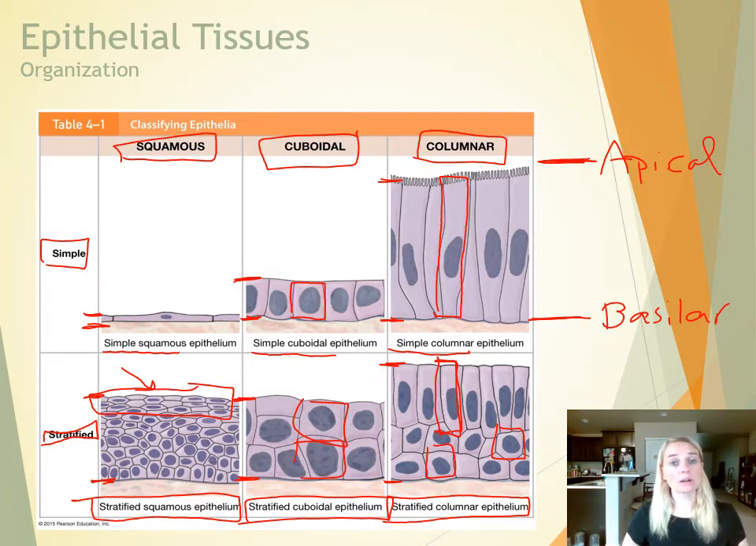So if you can start getting comfortable identifying the boundaries, right, basement membrane to free edge, you look at the shape, you look at the number of layers, and that's going to give you the name of these tissues. There's a few exceptions we'll get to, but this is kind of the big naming scheme for epithelial tissue. So simple squamous, simple cuboidal, simple columnar, stratified squamous, stratified cuboidal, stratified columnar epithelium. And we have two exceptions to that.